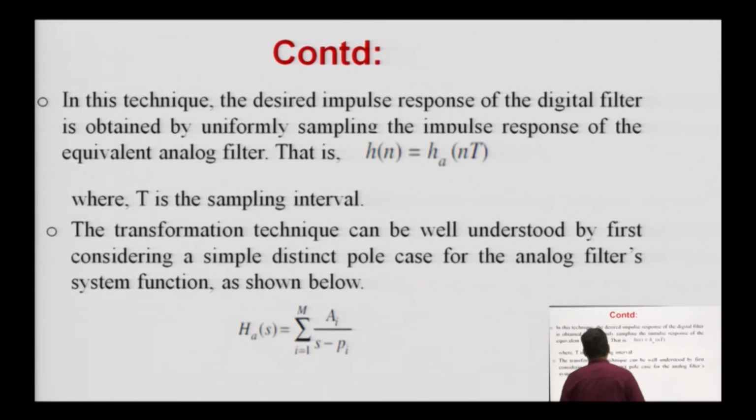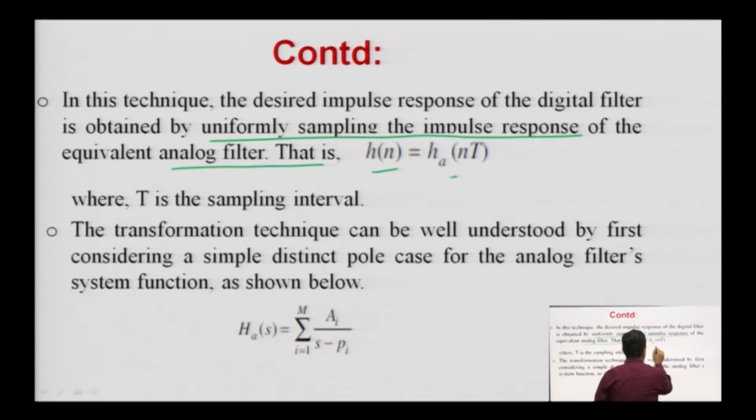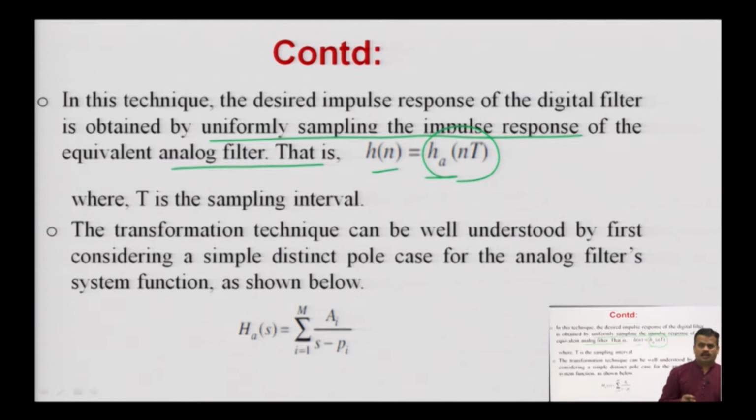Okay. In this technique, the desired impulse response of the digital filter is obtained by uniformly sampling the impulse response of the equivalent analog filter, that is this. So, h(n) is equal to h_a(nT). It means h_a(t) is the impulse response of the analog filter. Now, you are doing the uniform sampling here. Then after that you will get the small h. Now, T is the sampling interval here.